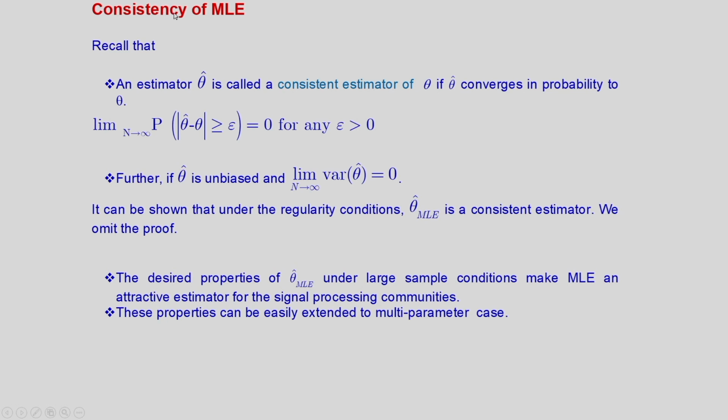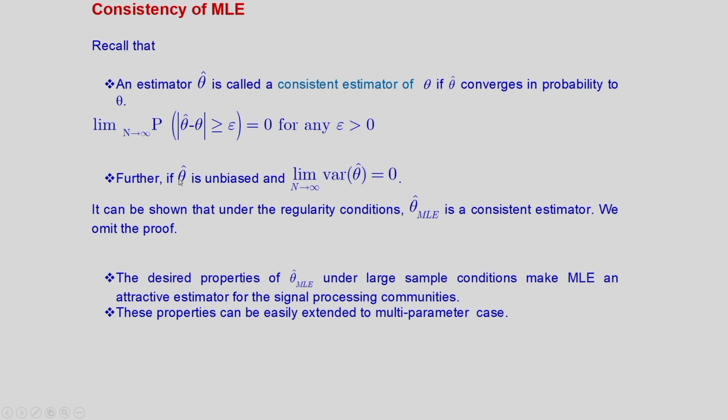Last property, we shall consider the consistency of MLE. Recall that an estimator theta hat is consistent if theta hat converges in probability to theta. In other words, the limit as n tends to infinity of the probability that mod of theta hat minus theta is greater than or equal to epsilon will always be equal to 0 for any epsilon greater than 0. So, this is the condition for convergence in probability. Therefore, with this definition we can check whether theta hat MLE is consistent.